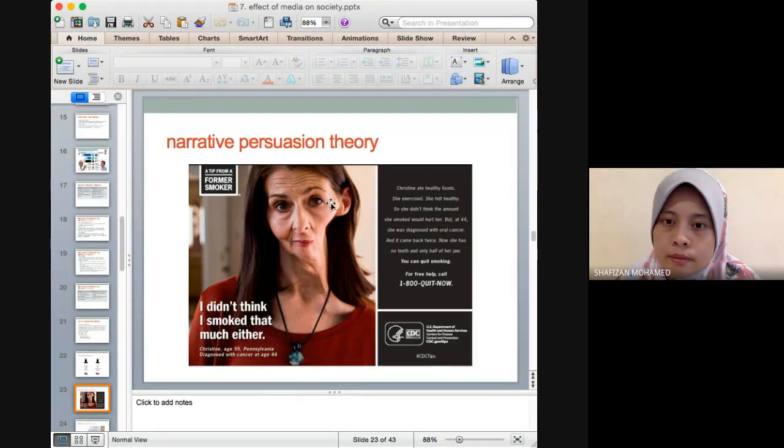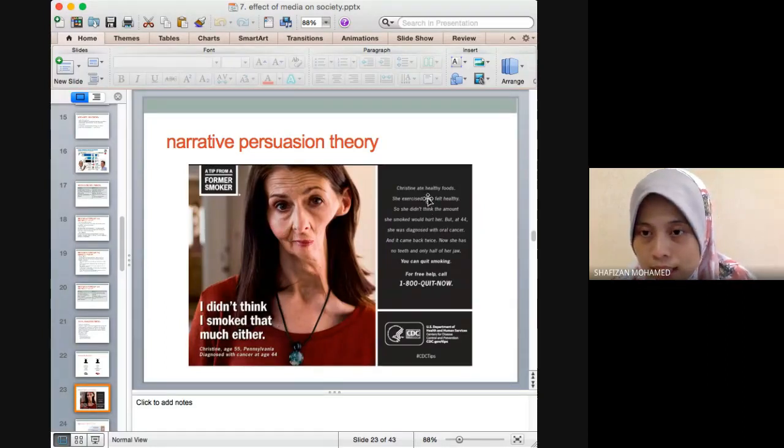So here, this is a true story about Christine, who was diagnosed with cancer. Oh, she was diagnosed with cancer at 44. This is how her face looks now. She lost part of her face to cancer. So what is the narrative being shared in this campaign?